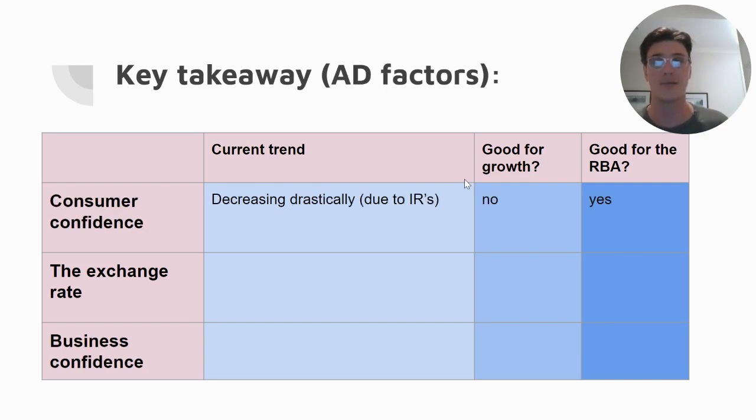And the same for aggregate demand factors. I'd take 3: consumer confidence, exchange rate, business confidence. It's up to you. But I think that's a really good way to review what we've done today.